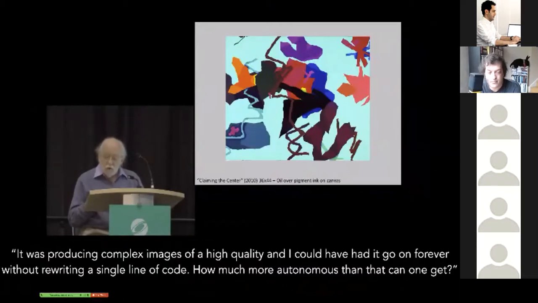How much more autonomous? So in other words, at first he is thinking, I've written software that produces high quality images that are being shown in galleries, and it can just keep doing this forever and ever. And he's essentially implying maybe this thing is an artist as a result of that.